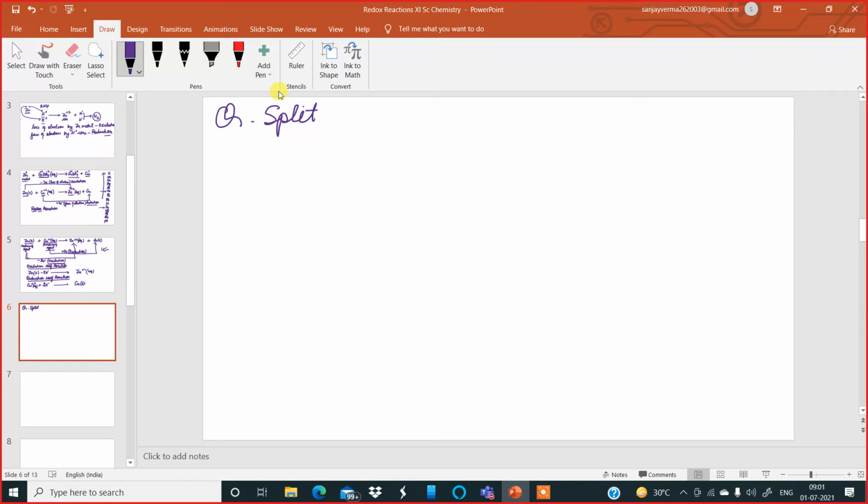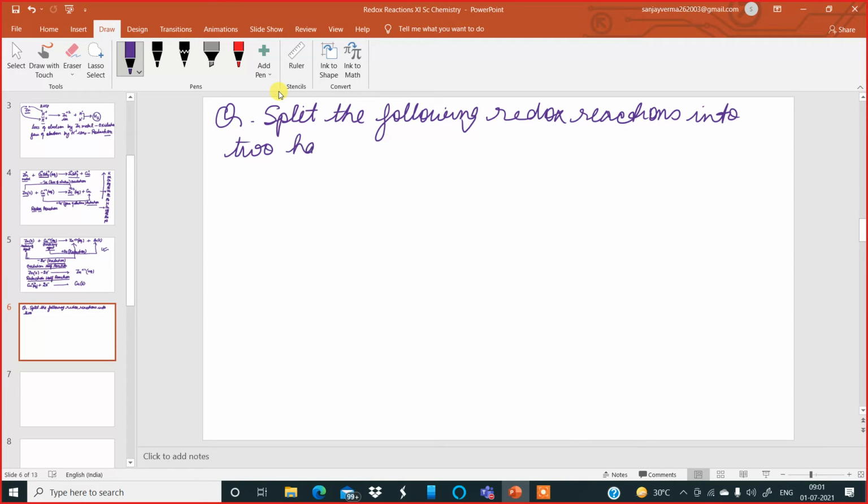Split the following redox reactions into two half reactions. I'll give only one.